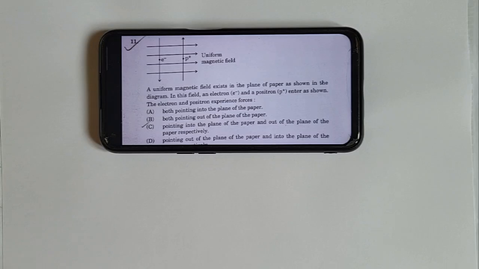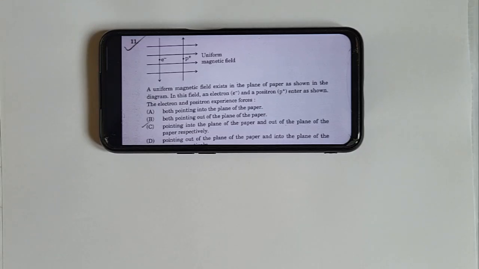So here I brought one more question to you that was asked on the chapter magnetic effects of electric current and based on the concept force on a charge, right? The question goes like this: a uniform magnetic field exists in the plane of paper as shown in the diagram. In the field, an electron and a proton enter as shown.